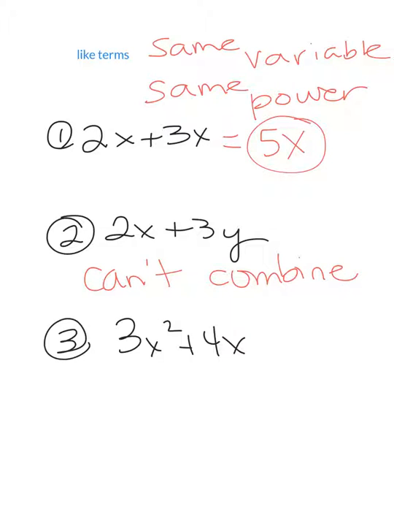And looking at our final example, I have 3x squared plus 4x. Although the variables are the same, they're both x's, one is to the second power and one is to the first power. So although I have the same variables, I have different powers. So this one is another one that I can't combine.